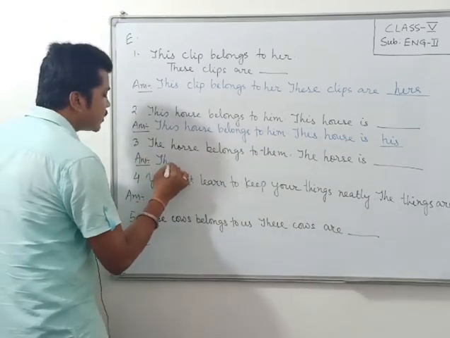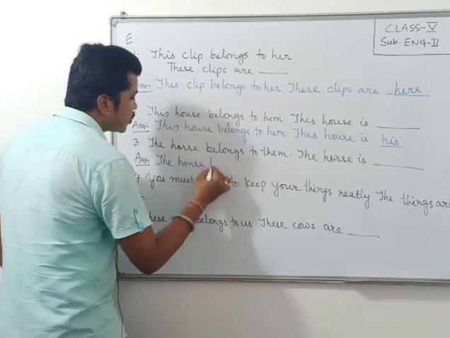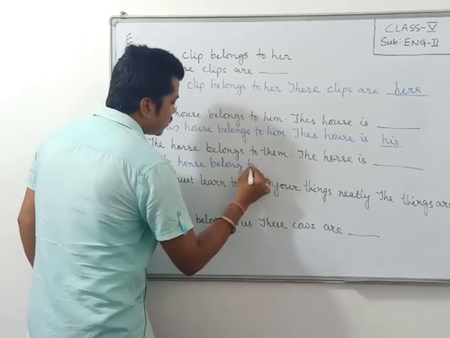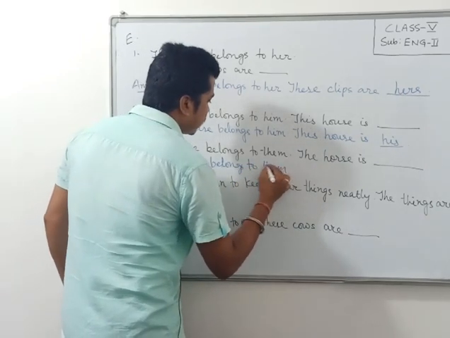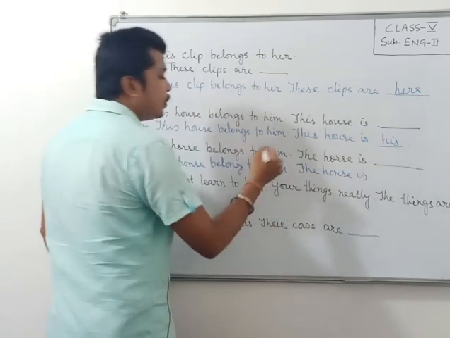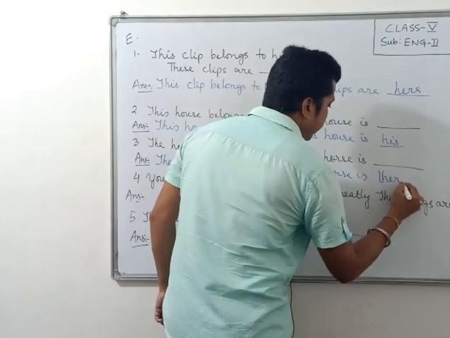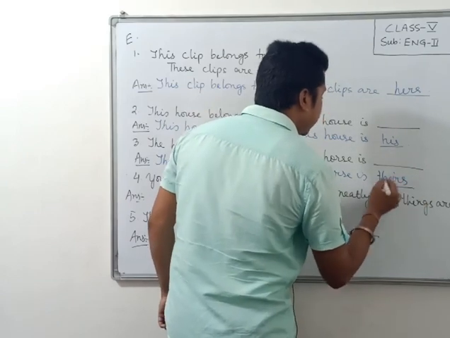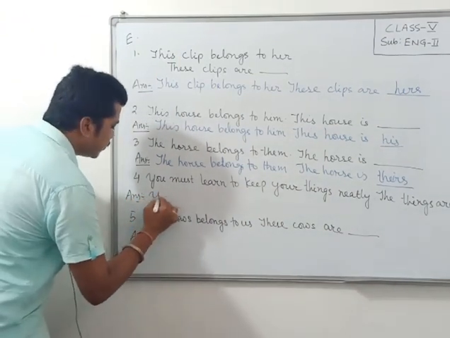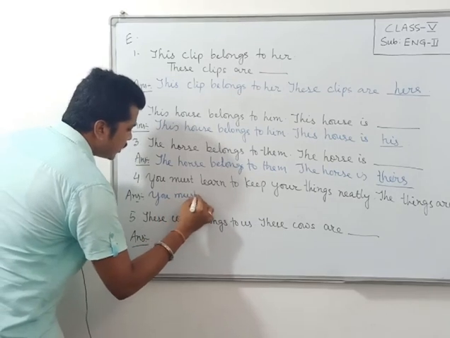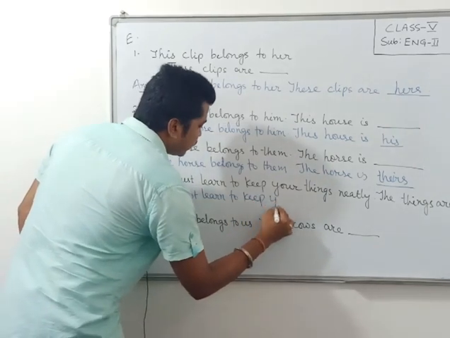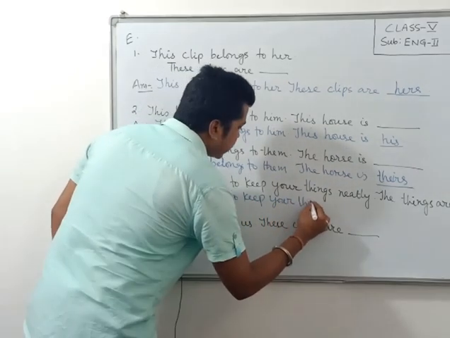Next, the horse belongs to them. Then the horse is, from them it will be theirs. The horse belongs to them. The horse is theirs. Okay, you must always rewrite the question, dear student. You must learn to keep your things neatly.